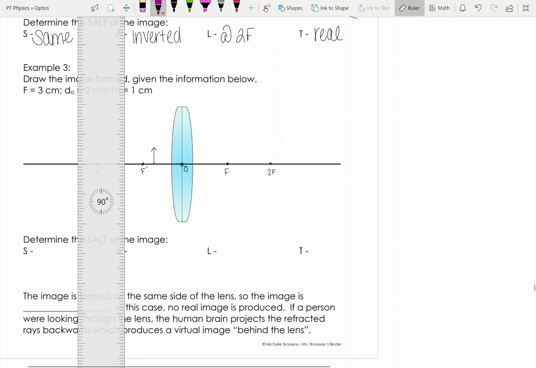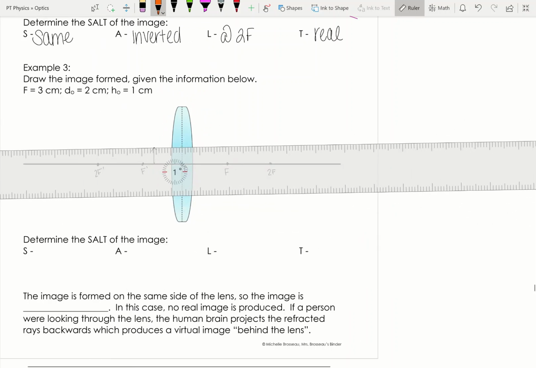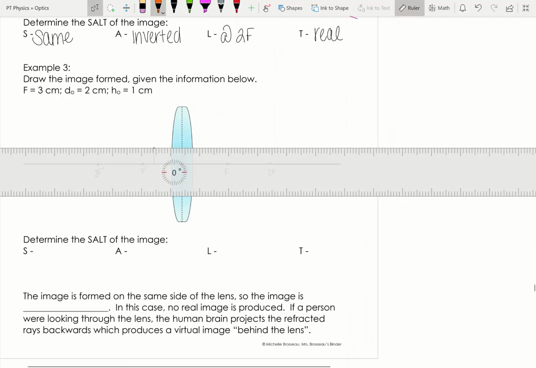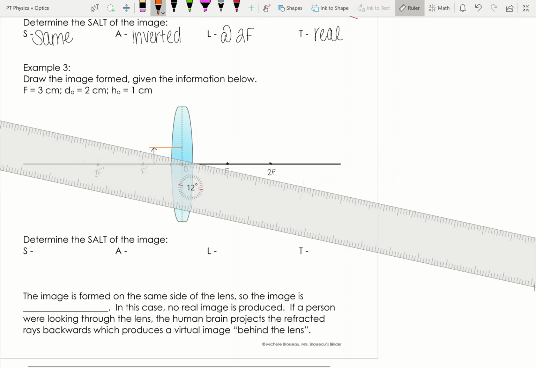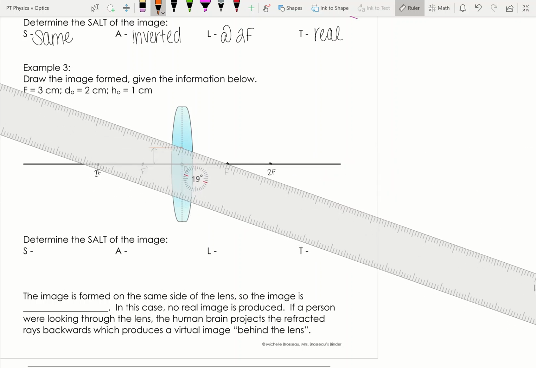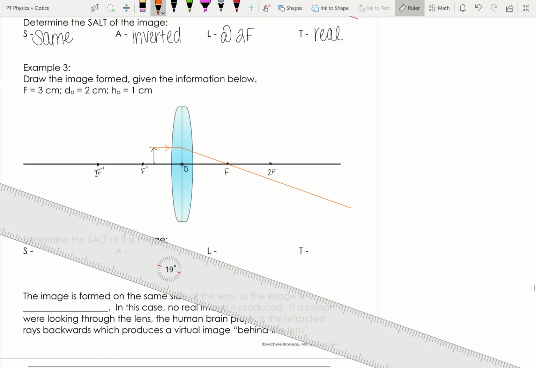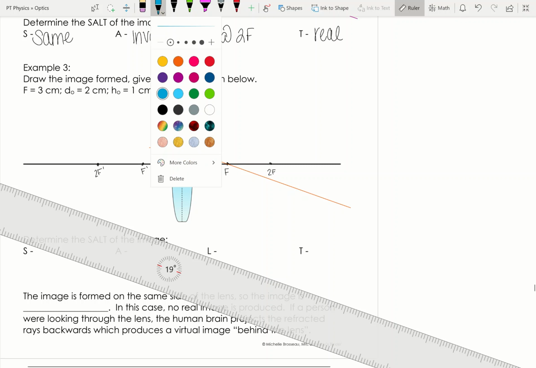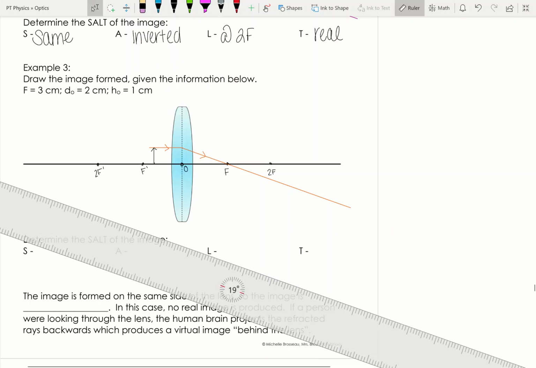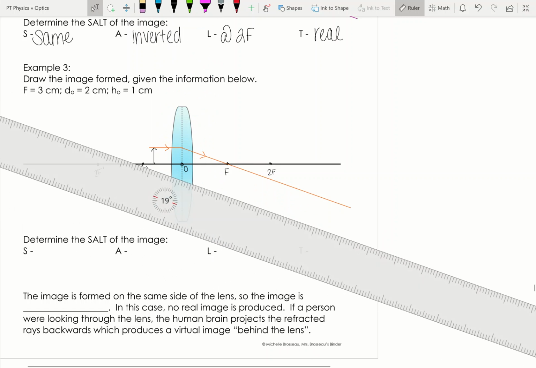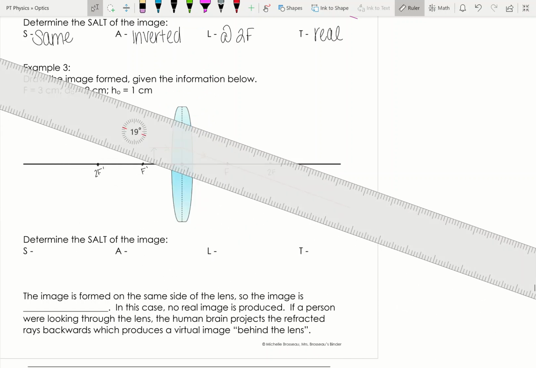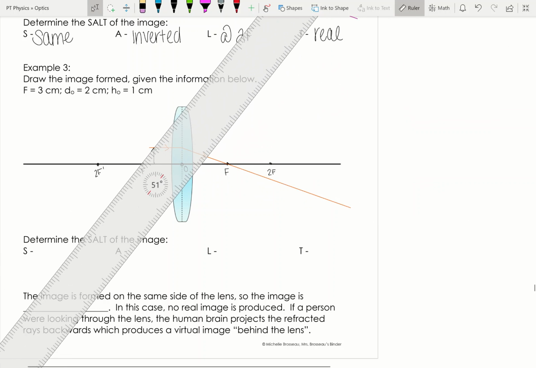Orange ray goes in parallel and refracts through F. My blue ray this time is a little bit trickier. It's going to have to go through F prime first, then to the top of my object.